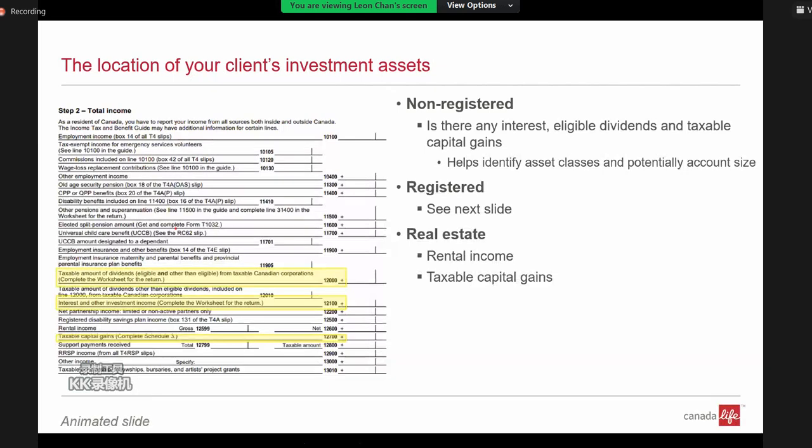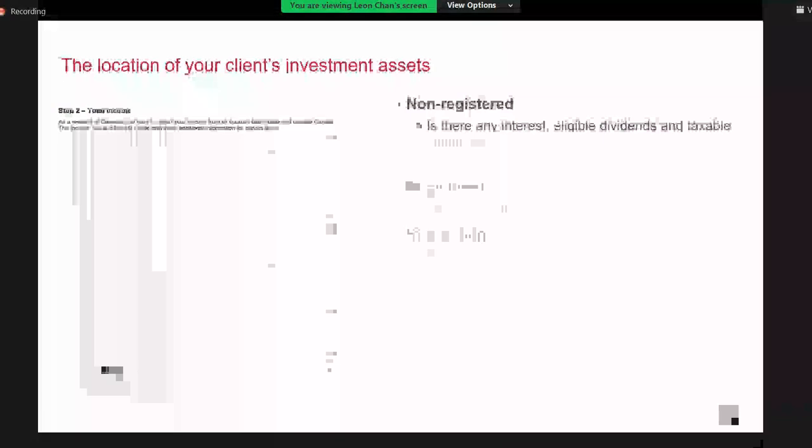Registered accounts, next slide, we'll talk a little about rental income. That's really on this line item right here. That provides us with the rental income that they're generating, as well as taxable capital gains, potentially if they have sold some rental property. And by looking at that, you can go down further to the T1 to understand on a form by form basis how many rental properties they have.